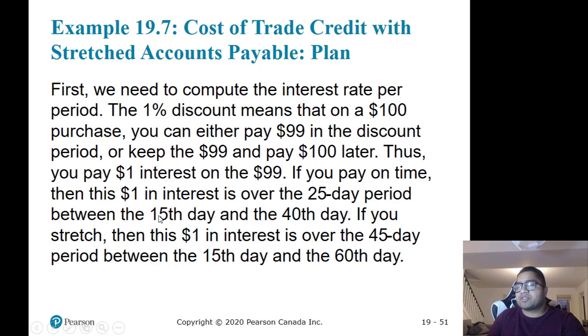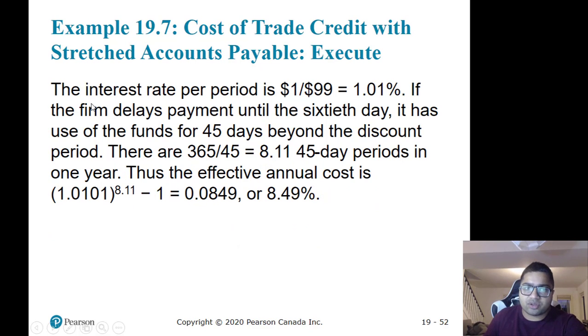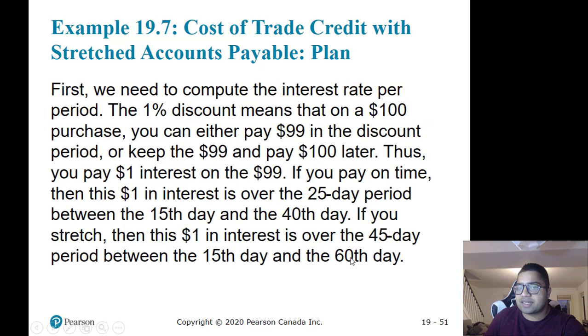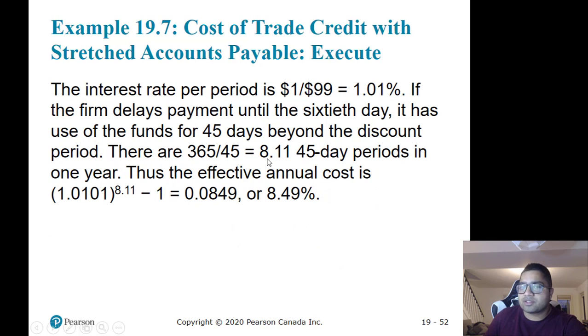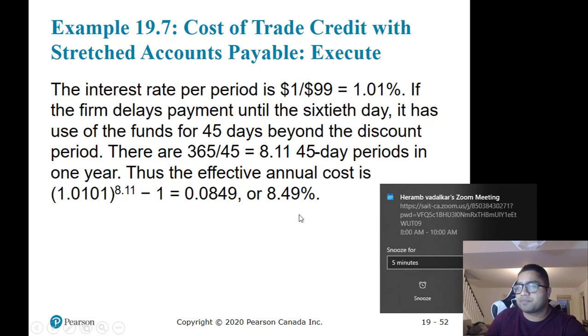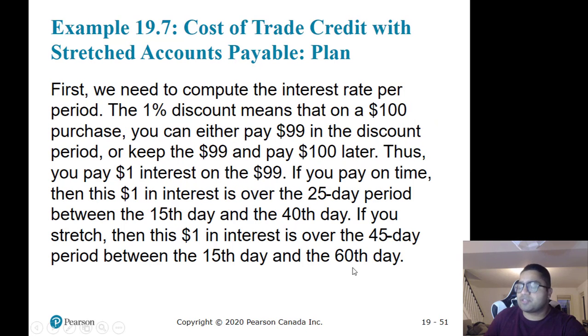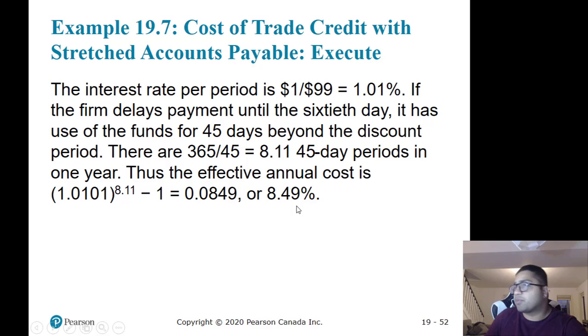If you do it based on 40 days, it is 25 remaining days, right? And if you do it based on 60 days, it is 45 remaining days. So the interest rate is $1 divided by $99. So it's a discount of $1. If the firm delays this payment until the 60th day, the remaining days will be 45. So 365 divided by 45 is 8.11. So 1 plus the interest rate to the power 8.11 minus 1 gives you 8.49% cost. So if you delay this to the 60th day, you're effectively paying 8.49%.